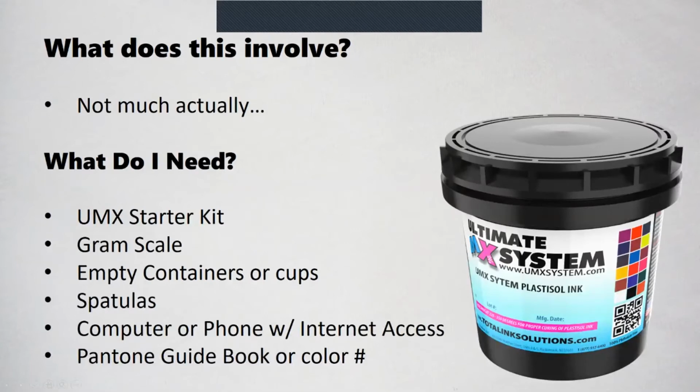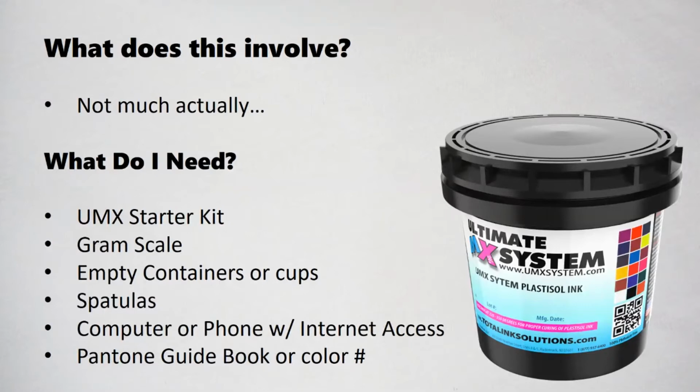All right. So what does the system actually involve to do this? Not that much. Everything that's involved with the UMX system is relatively basic. You need the UMX starter kit, or technically you can buy individual pints, quarts, gallons, or 5 gallons of it in order to start mixing. We recommend the UMX starter kit because you're going to save money right off the bat by buying it as a kit. It's discounted. And when you see the cost analysis a little later, you'll definitely see why.